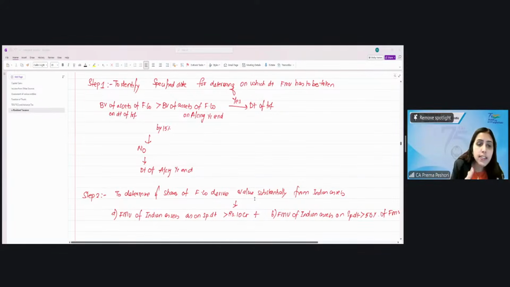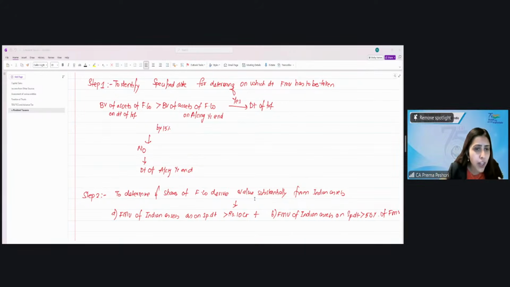So you need to first ask the question: on which date shall I determine the value? That is my specified date, whether it is the date of transfer or the accounting year end. For that, you need to perform a test: whether the book value of the assets of the foreign company is greater by 15% than the book value of assets of the foreign company as on the year end. If yes, the specified date is the date of transfer. If no, it is the accounting year end.